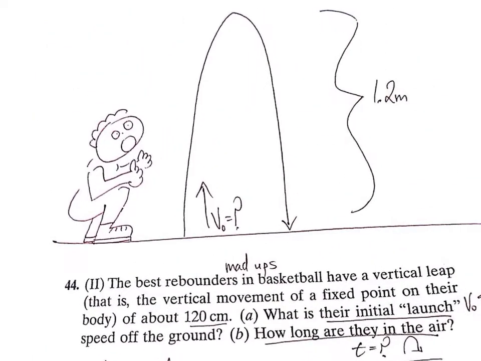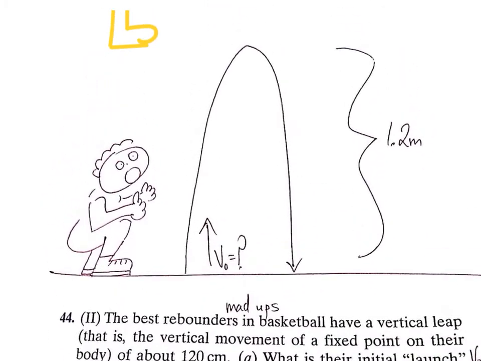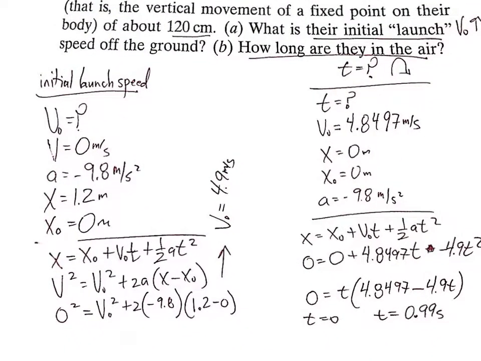So here's a diagram. Boing, jump. And so that means if they were to reach a height of 1.2 meters, the bottoms of their feet would be there. Here are their feet, and they're standing up tall. That's mad ups. Okay, and what we're interested in here is initial launch speed, initial vertical velocity. We know they gain a height of 1.2 meters. So let's see if we can translate that into some physics.